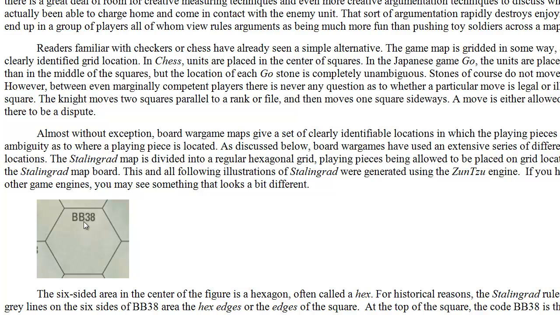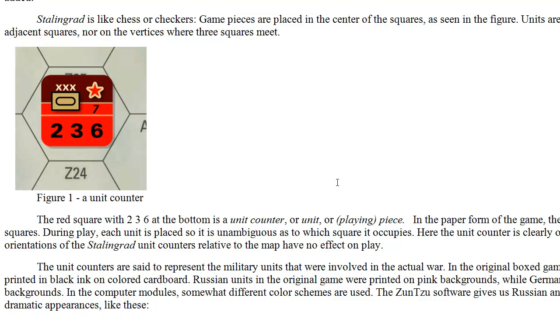The 6 edges of the square, like this one, these are called hex edges. There are also points like this where multiple squares and hex edges come together. Those are vertices. In Stalingrad, unit counters sit in the middle of squares. Here's an archetypical Stalingrad unit counter, the 236. You see, 2, 3, 6. It's sitting in the middle of its square.